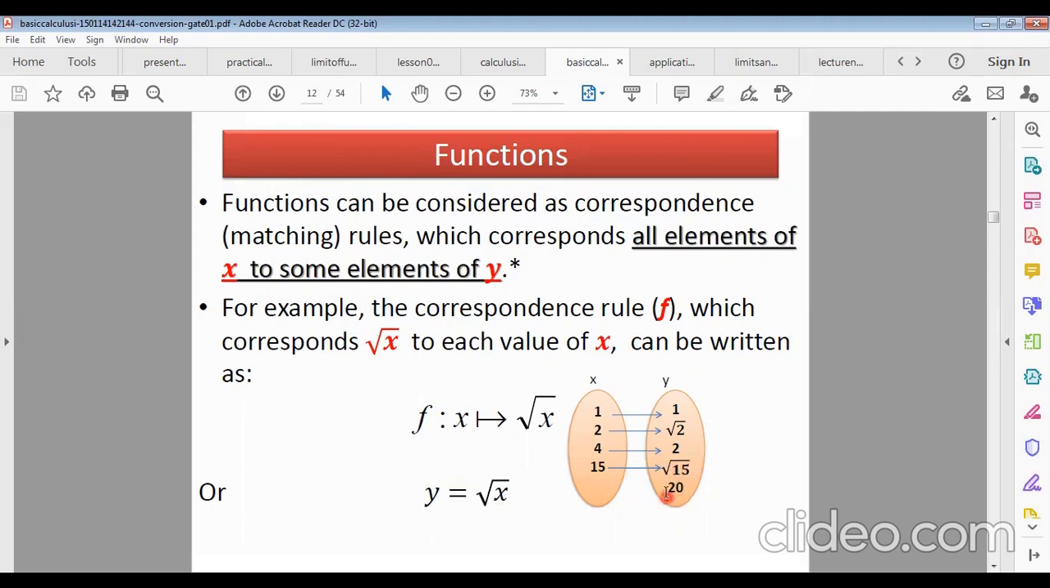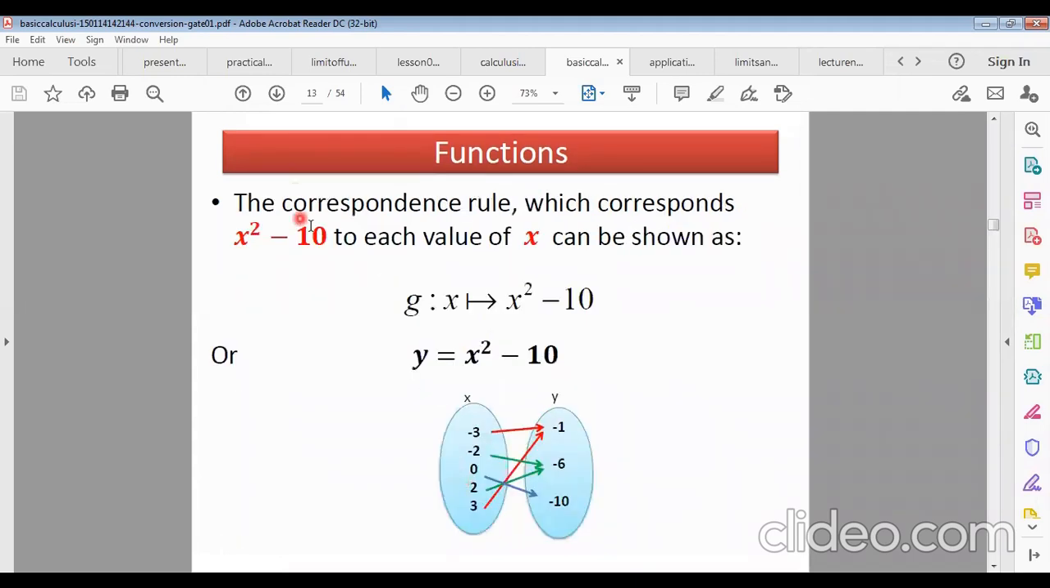Suppose we get another value of y, 20. Suppose 1 matches 1, because if x equals 1, then y equals 1. This is why 1 matches, 2 to root 2 matches, 4 to 2 matches, 15 to root 15 matches, but this 20 does not match. This is why an element of the domain and an element of y may not match equally. So everywhere it may match or may not match.